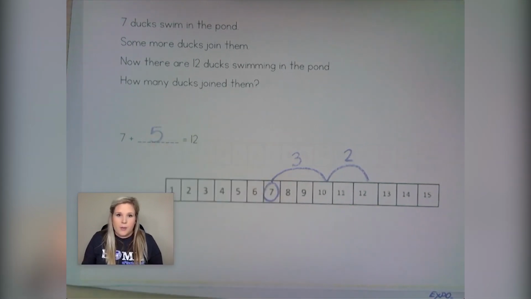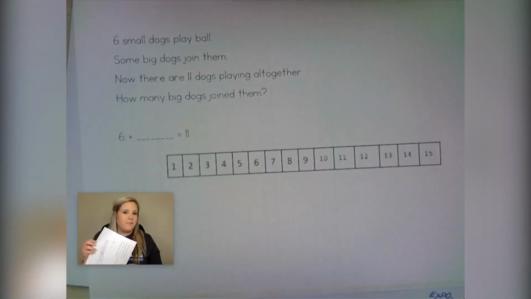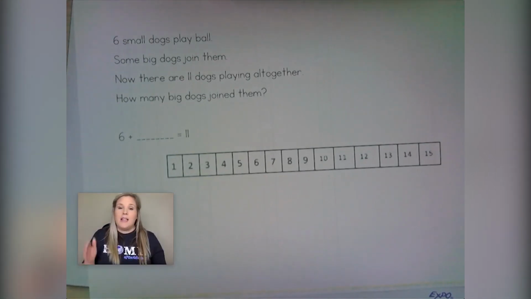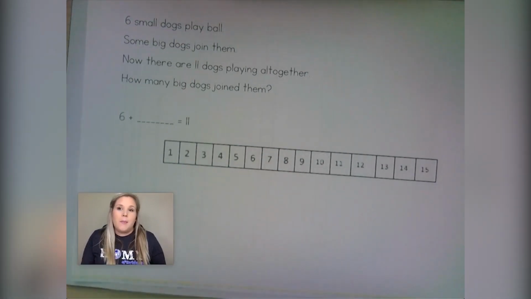For this very last problem, you will be using friendly numbers to find the missing number problem all by yourself. And I know you're going to do a great job because you are so smart. Let's look at that last problem together. You're going to be using that third number path that we created earlier in our lesson. I'm going to read the problem to you, but of course, you can read it with me if you would like.